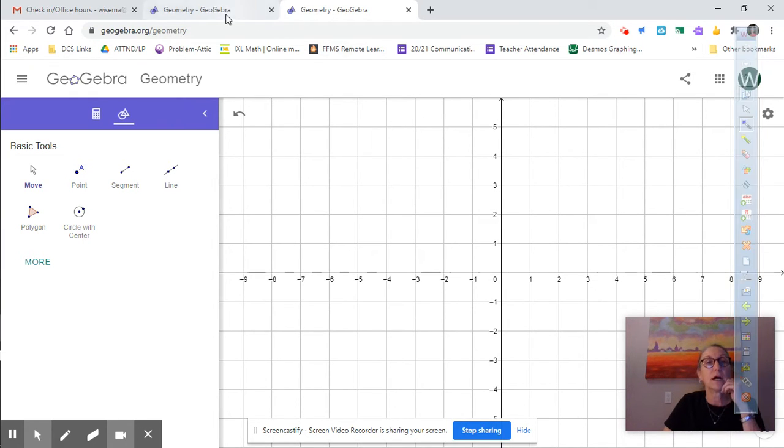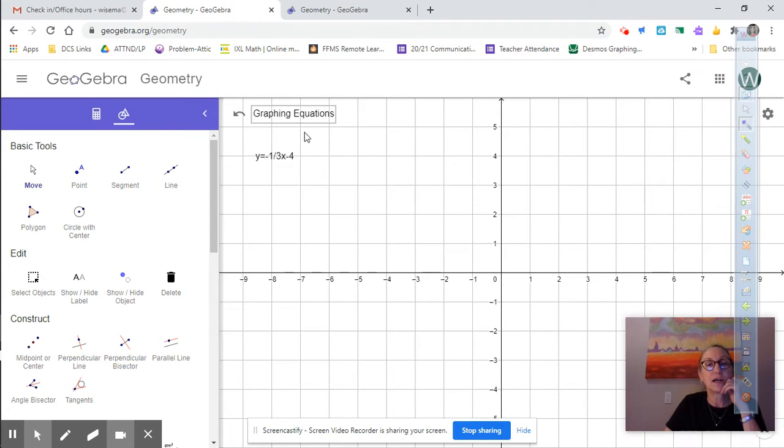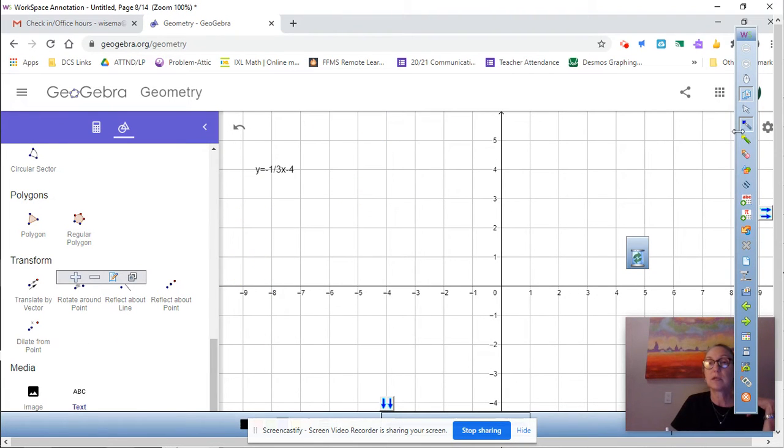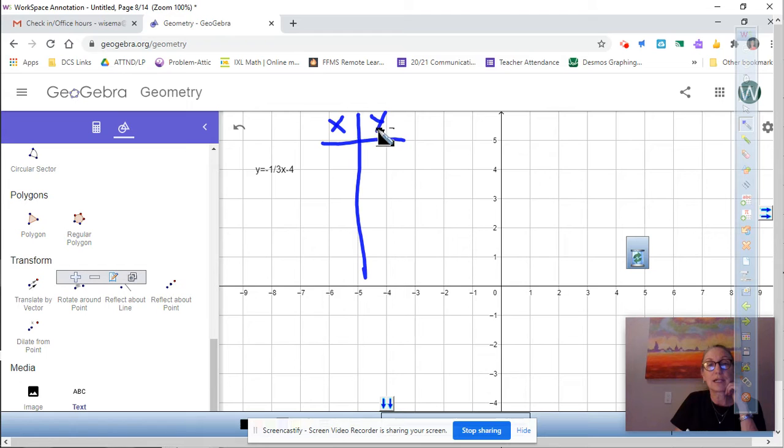All right. I set this up earlier, and I want to graph this equation y equals negative 1/3 x minus 4. So to do this, I am going to, wait a minute, I don't want to do that. I want to be here. So here we are. I'm going to do this by making a table of values. And remember, I'm in my MobiPad, so when I click out, this is going to go away.